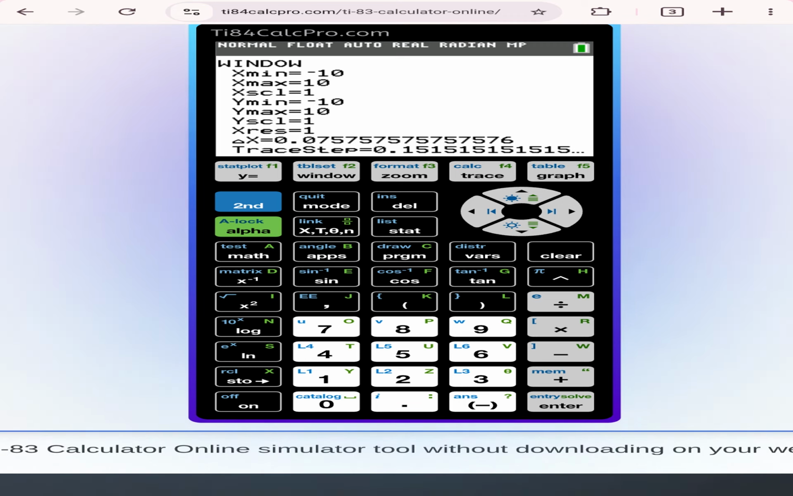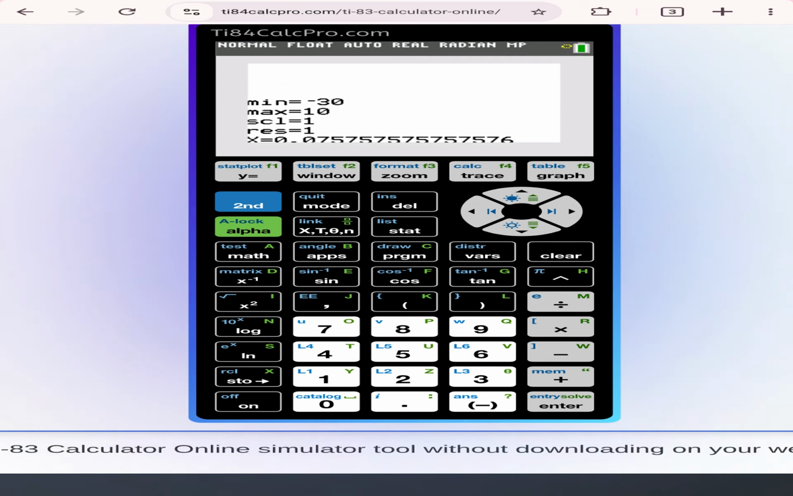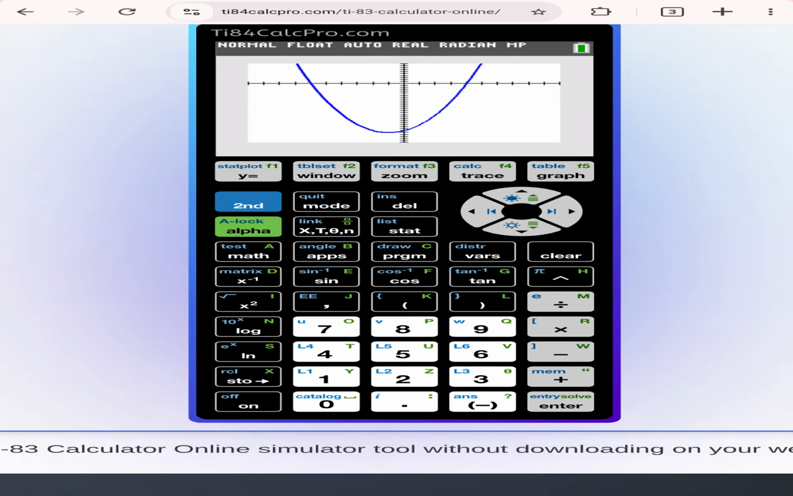So I'm going to change this value because I do need it more negative than negative 10. So I'm just going to try negative 30. And if you try something else, that's okay, as long as we can see those intercepts. And then we'll hit Graph once more. And we now perfectly see our intercepts. We see the two x-intercepts and your y-intercept.